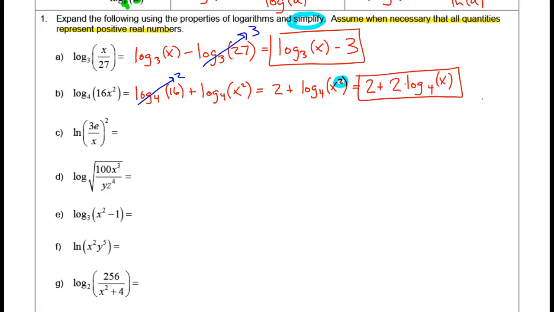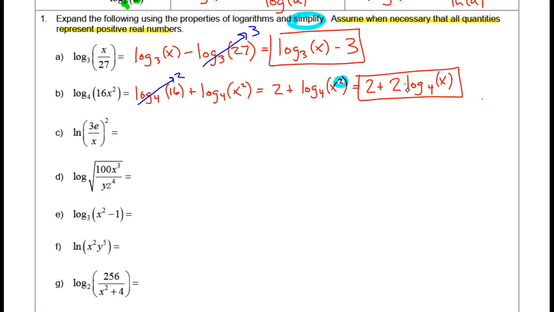All right, folks, on that one, hopefully you noticed the first thing I used was the product rule. So I took the product of 16 and x squared and split that up into the sum of two logs. Then I simplified log base 4 of 16 to 2 because 4 squared is 16. And then I used the power rule. I took the exponent of 2 out as a multiplier out in front of log base 4 of x.